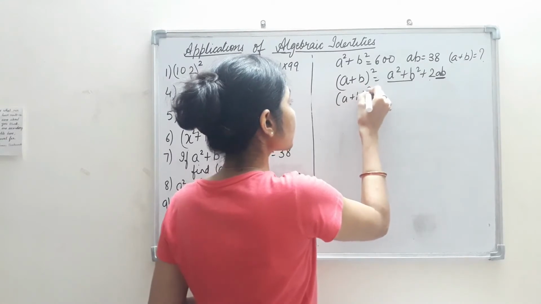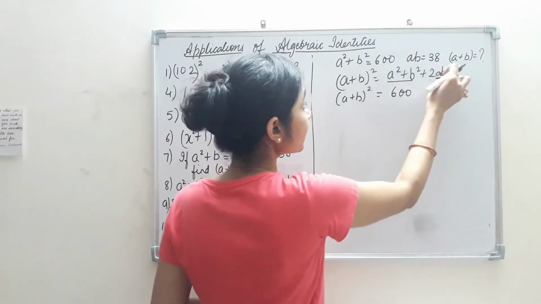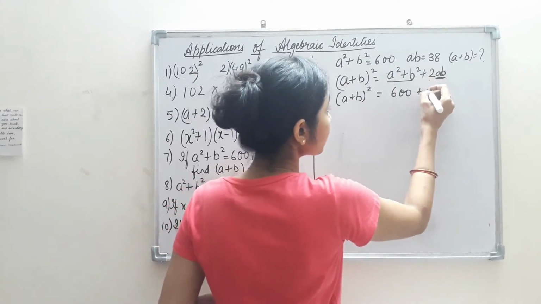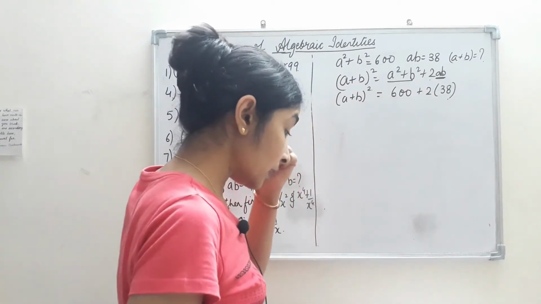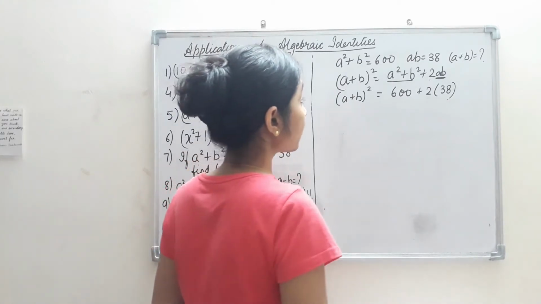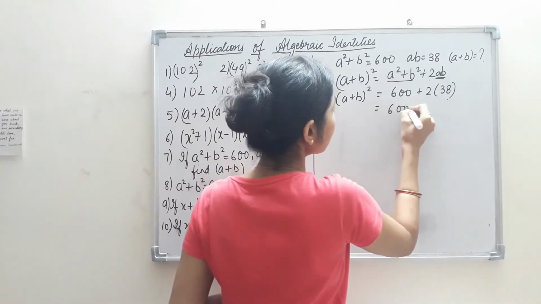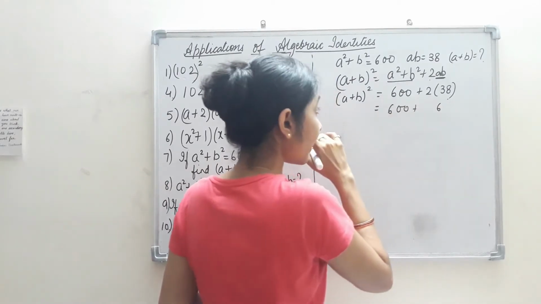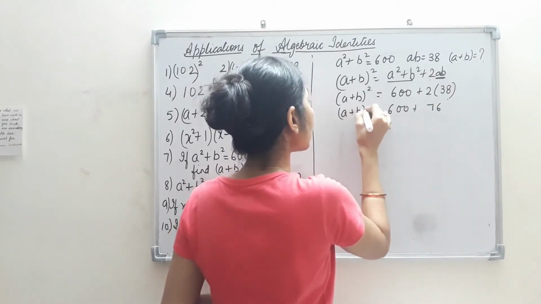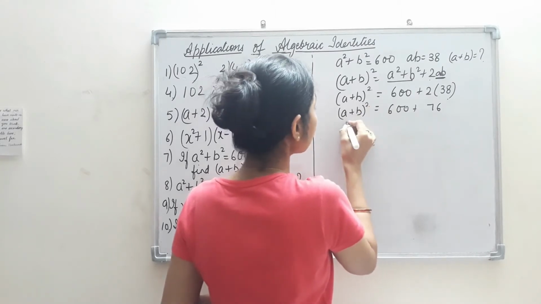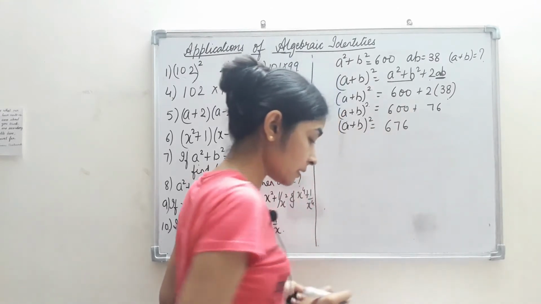Now a plus b whole square is equal to 600. In place of a square plus b square I have substituted the value, and in place of ab also I will substitute, so 2 multiplied by 38. Now first we will multiply 2 by 38. So we get 600 plus, 2 8s are 16 and 2 3s are 6, plus 1 gives 76. So a plus b whole square is equal to 676 here.